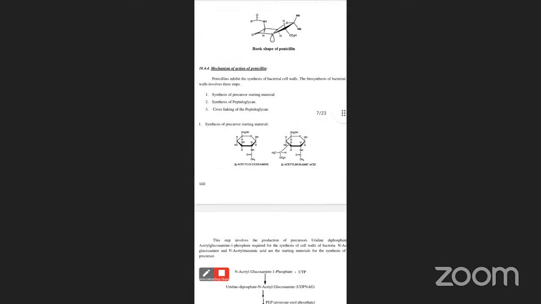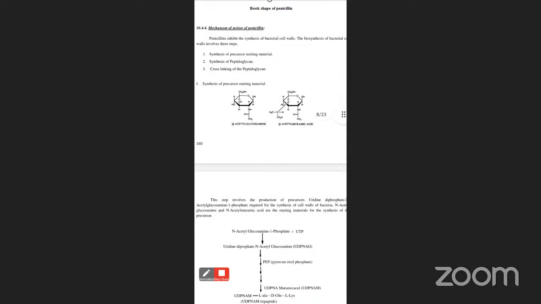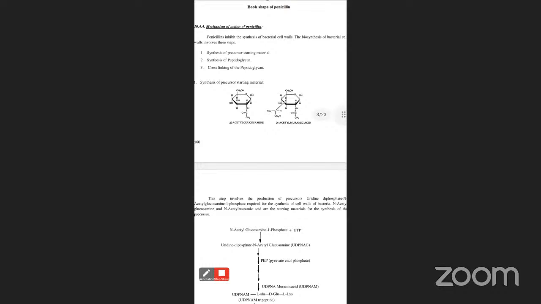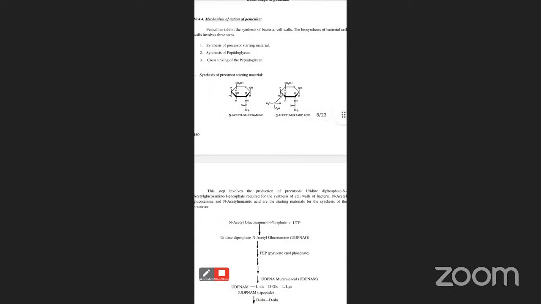Next, the mechanism of action of penicillin. How is penicillin acting as an antibacterial agent? What are the steps involved in this particular penicillin drug activity, the mechanism of action of penicillin? You can see, there are three steps involved in the particular penicillin drug activity, right?